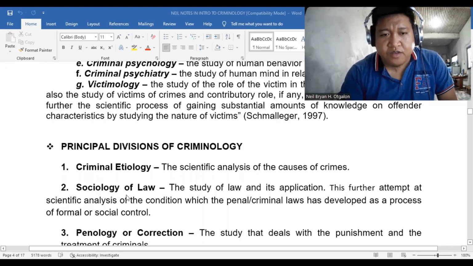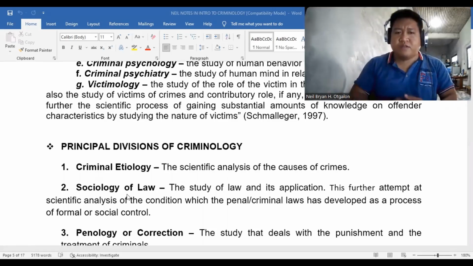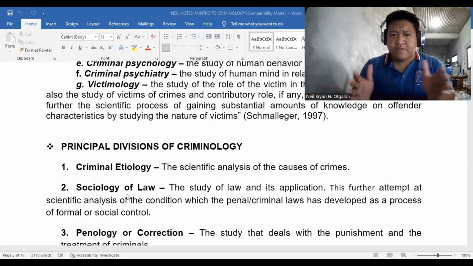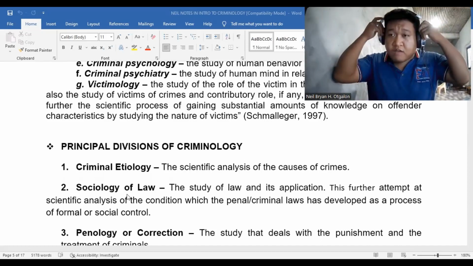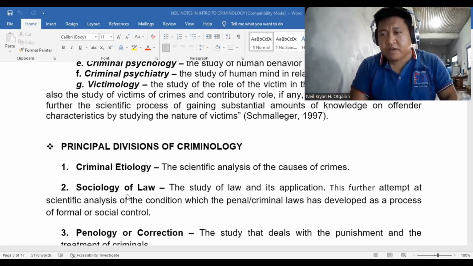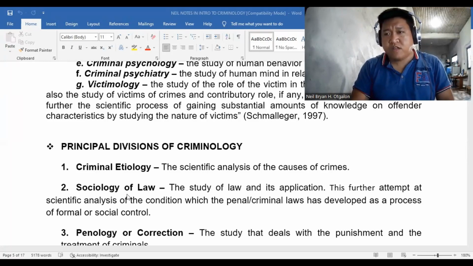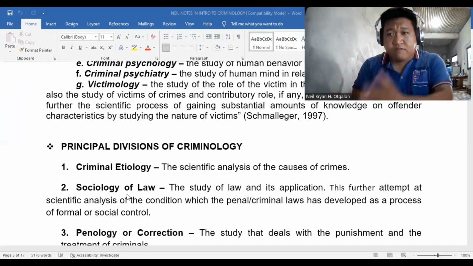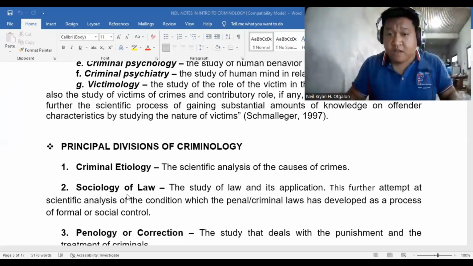All right. So let us proceed to another topic, which is the principal divisions of criminology. These are the divisions of criminology. In other words, when we say division, no, kung sa katawan natin is may division din, no? Merong upper, merong lower, upper body, lower body. So ganun din ang Congress ng Pilipinas, may lower house, may upper house. So it's a matter of division. Dahil sa bahay, may mga kuwa-kuwarto, but still they are in one house, no?